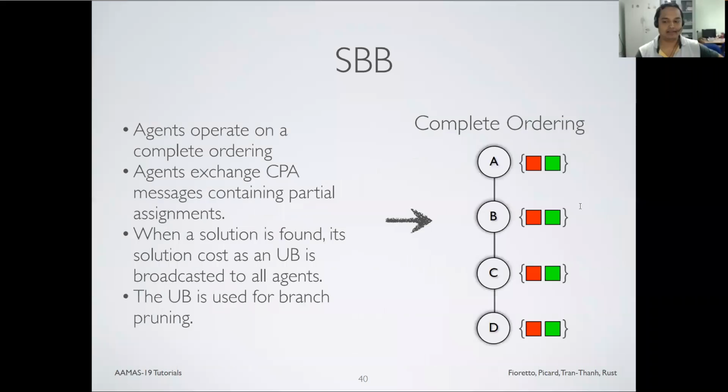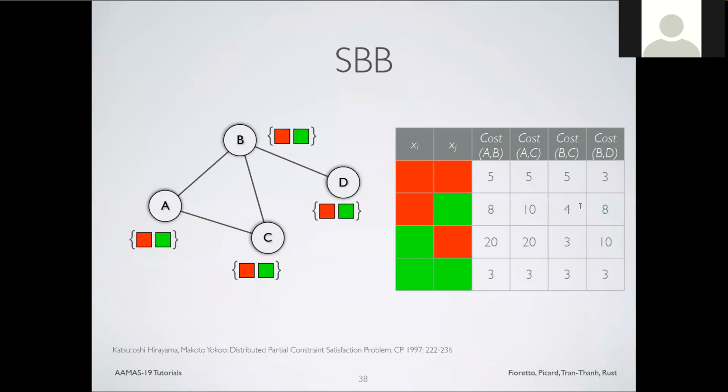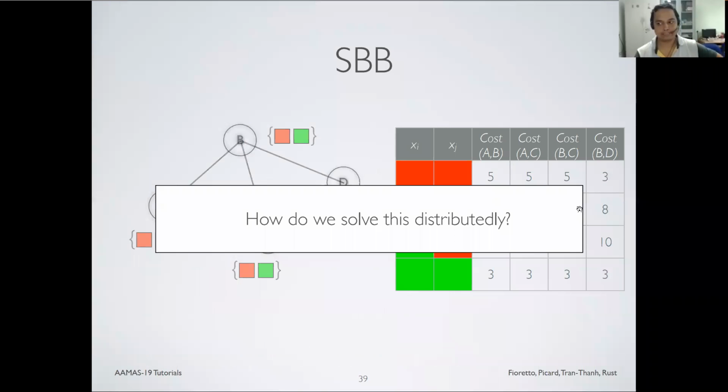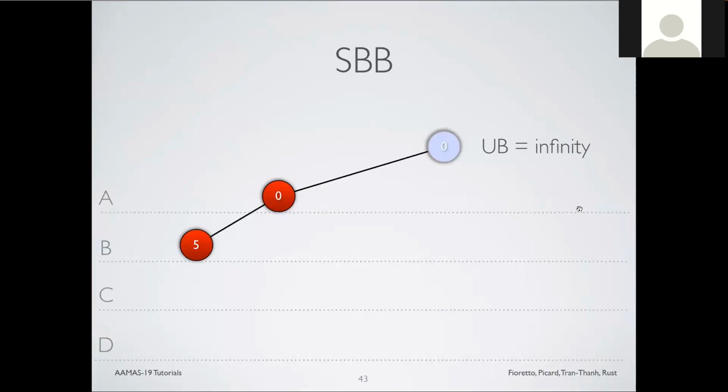Yes, sir, I got it. I have written: A is red, B is red. What is the cost? 5. That is okay. A is red, B is red. The cost is 5.